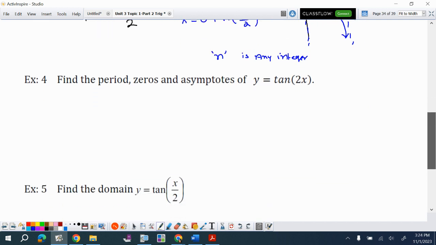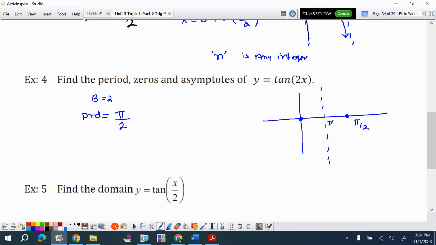Okay, let's take a look at one more example here. In this case it is tangent of 2x. Again, b is 2, so the period is pi over b, which is pi over 2. Practice sketching the tangent graph. Tangent always goes through 0, 0. The period is pi over 2, so the next one is at pi over 2. Halfway through is the asymptote, which is pi over 4. So zeros: x equals 0 plus n times period.